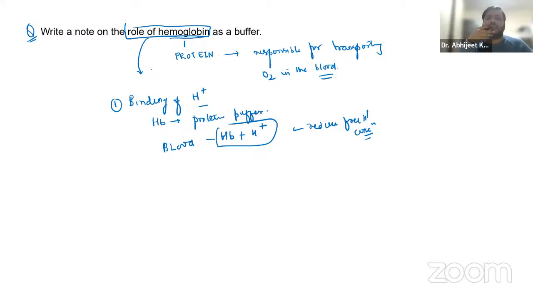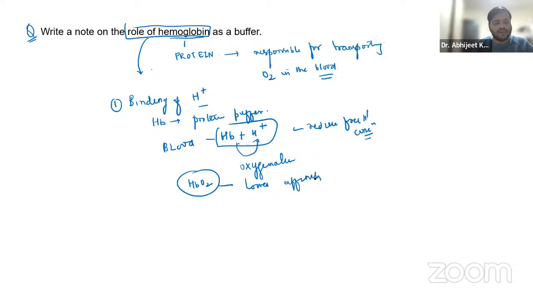Again, remember the binding of hemoglobin to hydrogen is influenced by the state of oxygenation. Oxygenated hemoglobin has a lower affinity for hydrogen ions, while deoxygenated hemoglobin has a higher affinity for them, right?